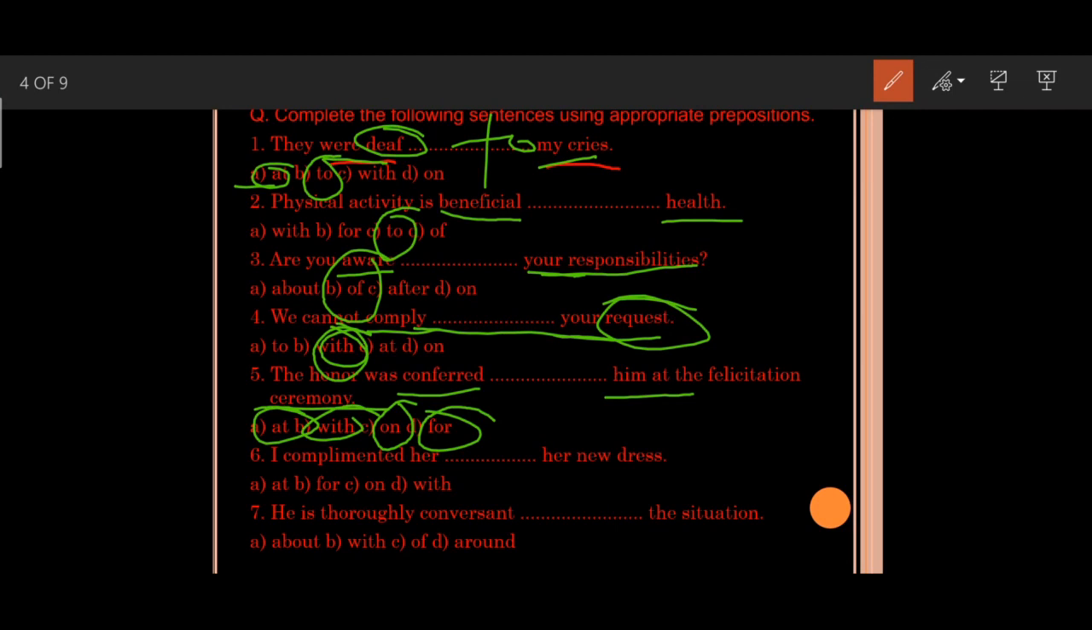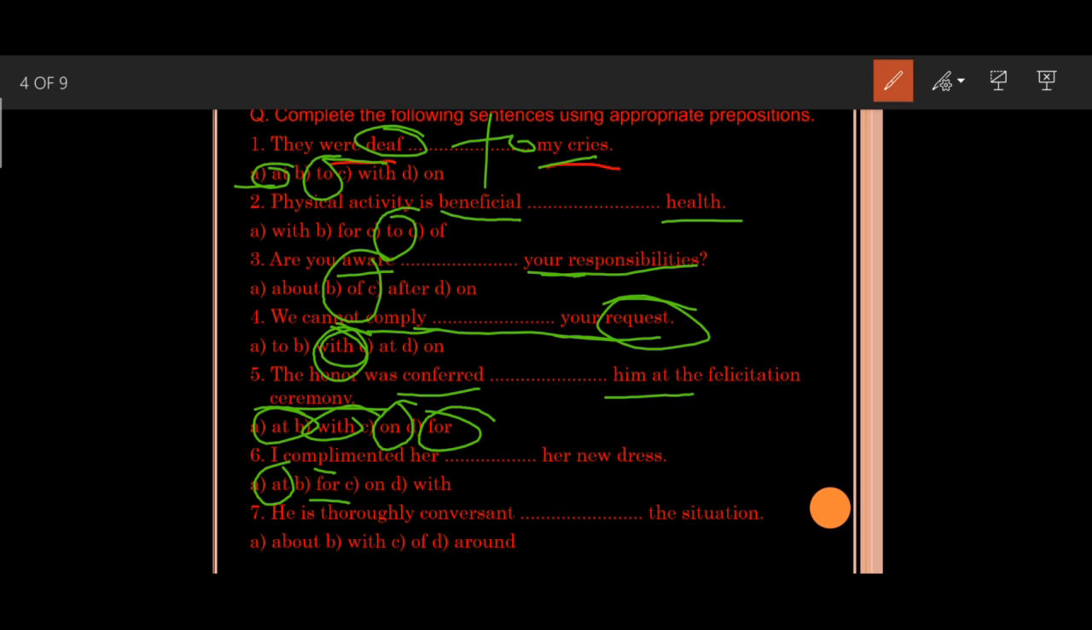Alright, so question number 6. Complimented her dash her new dress. Now many people might say complimenting at her new dress or complimented her at her new dress might be right. It's not. For I complimented her for her new dress. You might say this is right, but it's not. Now let me tell you why these are not right, and let me tell you what the right answer is and how you can find the right answer.